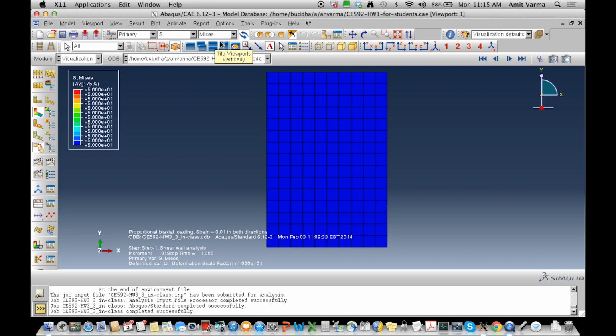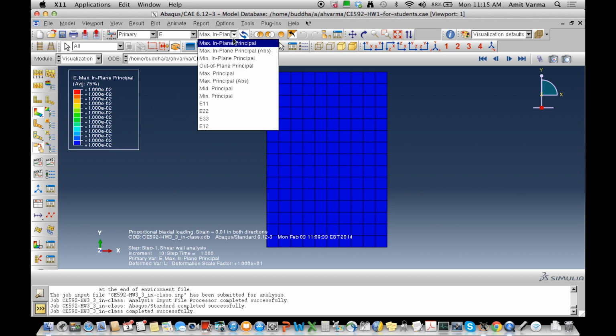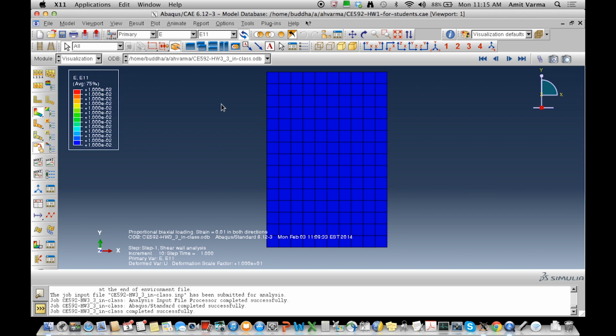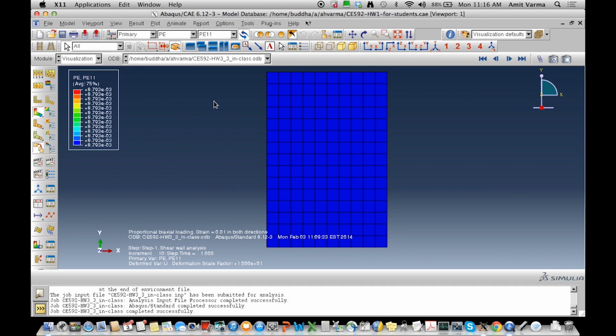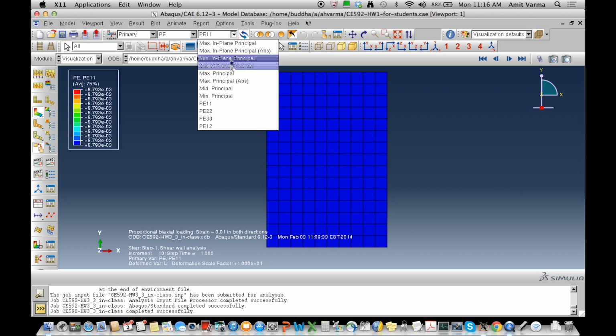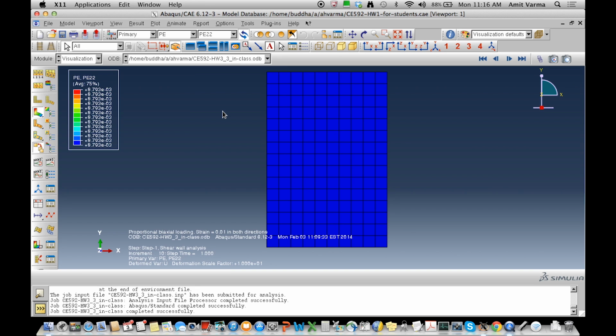So that's the first thing. That's the effective. Now if I start looking at the strains, what I find is my E11 is 1%. That makes sense. I'd applied that. E22 is also 1%. That also makes sense. I'd applied that. Now if I start looking at PE, and I look at PE11, I'm looking at a strain of 8.79 multiplied by 10 to the power minus 3. And if I look at PE22, it's got the same value, 8.73 multiplied.